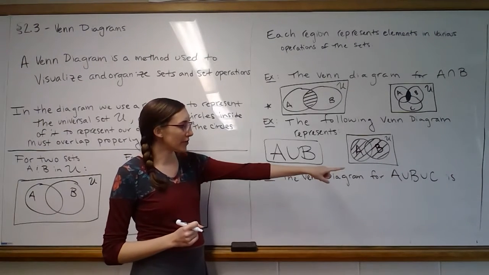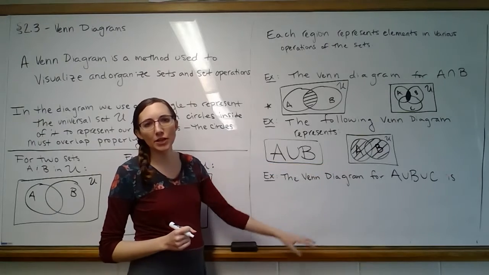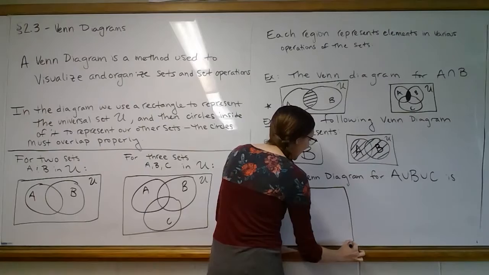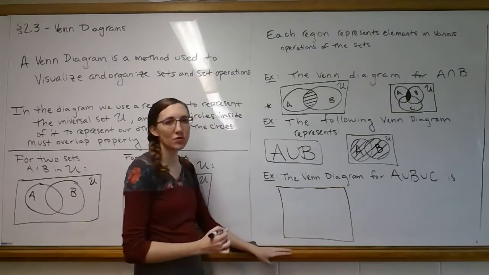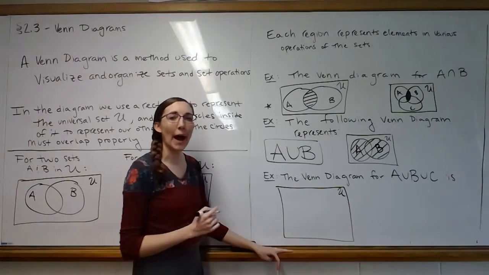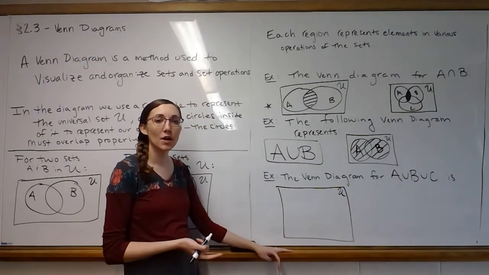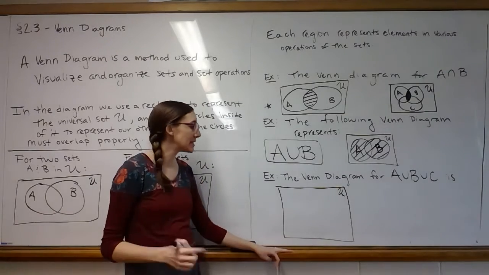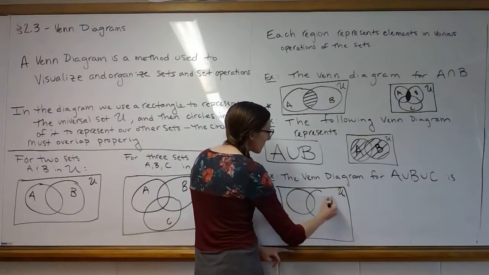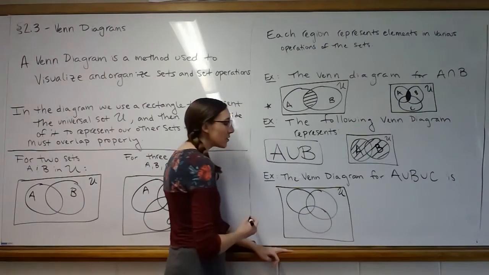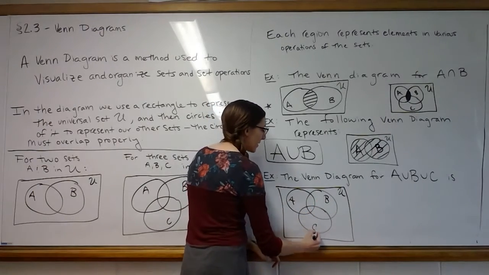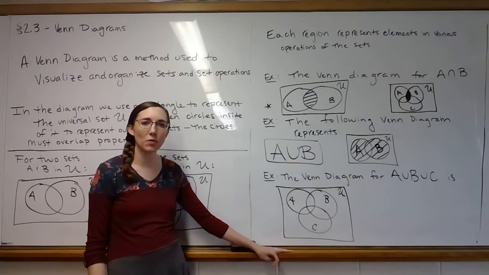So let's try this one over here, A union B union C. First off, we recognize that we'll need a Venn diagram, which always means start with a box, label it U, and then think about how many circles I need. Well, I have an A, a B, and a C, so I do need all 3 for this one. Make sure that we label them, because it's important which one is which. So label A, B, and C.